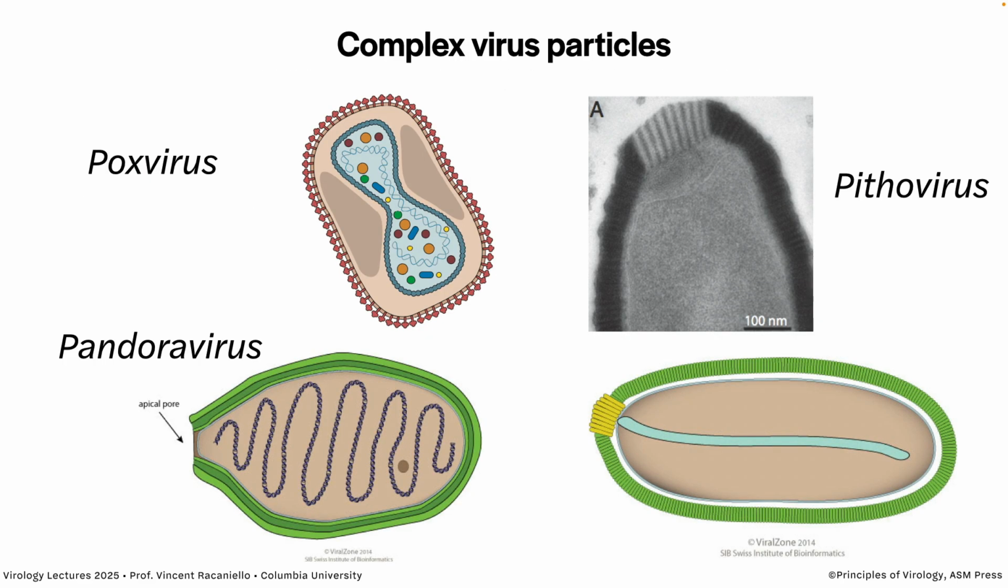There are other things in particles besides structural proteins, by the way. Here is our third category of viruses: complex particles that bear no symmetry, as far as we can see. Poxviruses, Pandoraviruses, Pithoviruses. We recognize they have membranes, they have pores through which nucleic acids can pass, but we really don't understand very much about how they are built.